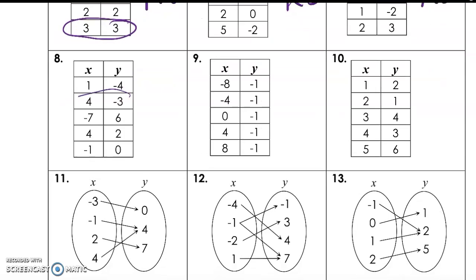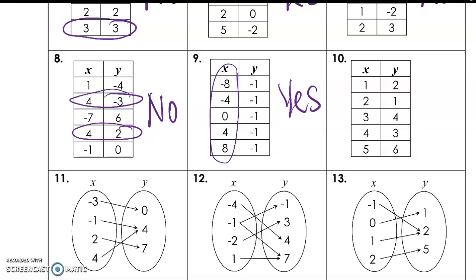Number 8, we have a 4, -3 and a 4, 2. So same x's but different y's means it is not a function. Number 9 usually confuses everybody. This actually still is a function. Again, the y value doesn't matter as long as the x values are all different. So none of these are repeated. It does not matter what the y values are as long as your x's aren't repeated.